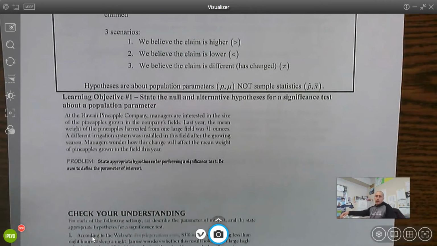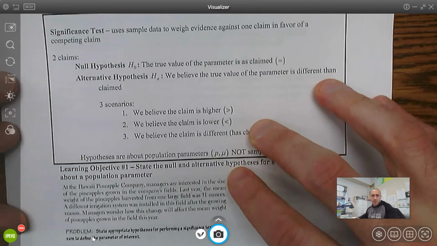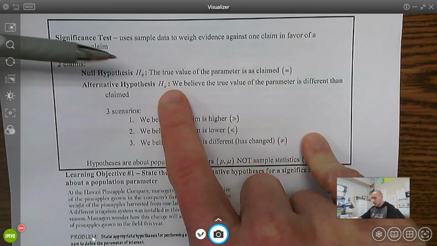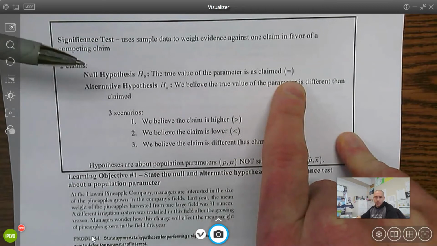So what we're going to look at now is actually coming up with the hypotheses. So what is a significance test? Basically, we're using data from a sample to weigh evidence against a claim in favor of another claim. So it's kind of like the court of law. You're assumed innocent until proven guilty. So as the jury, do you find convincing evidence or do you not find convincing evidence? That's where we're going with this. So there's two claims. The null is the true value of the parameter is as claimed.